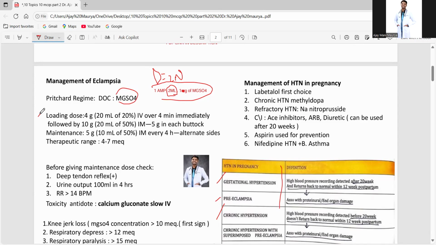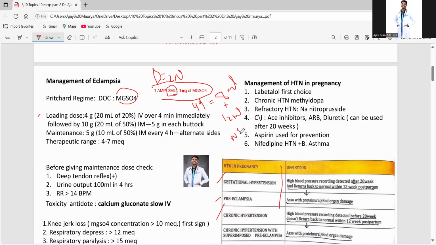The loading dose is 4 grams IV over 4 minutes, immediately. If I want to give 4 grams, one ampoule is 1 gram, so 4 grams means a total of 8 ml of solution. Plus you have to add 12 ml of NS solution.